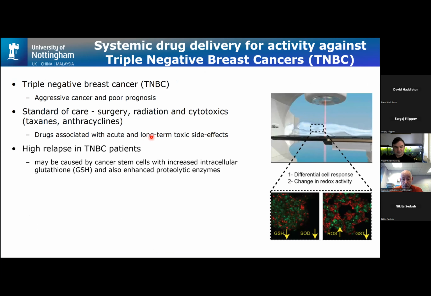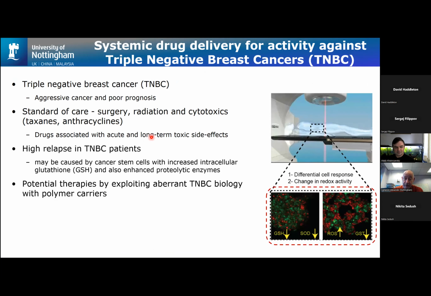However, one of the things is that certain triple negative breast cancer cells do have increased intracellular reducing agent glutathione and also enhanced proteolytic enzymes, and that's one of the things that they exploit to get their competitive advantage. But then we can start exploiting that by designing our polymer carriers to take advantage of some of the changes in biology in the cancer cells as opposed to normal cells.